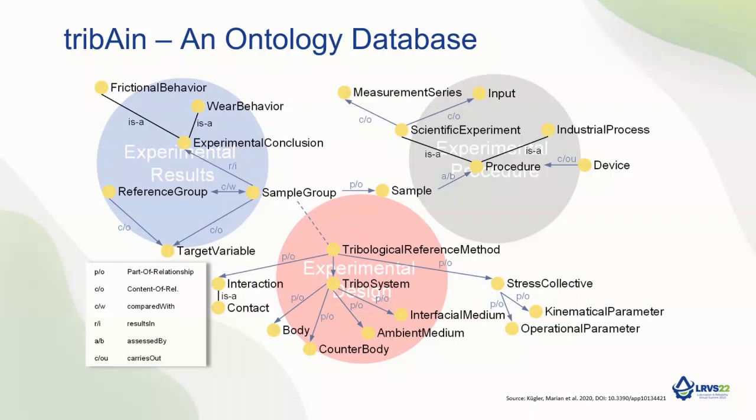Since not only the material is in context, define a tribological system. The reference method contains concepts for describing the structure and properties of the tribological system, stress collective, and interactions. For each sample, measurement series are produced as output from a specific device.